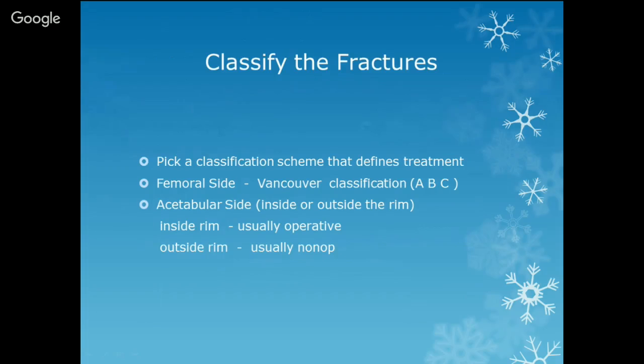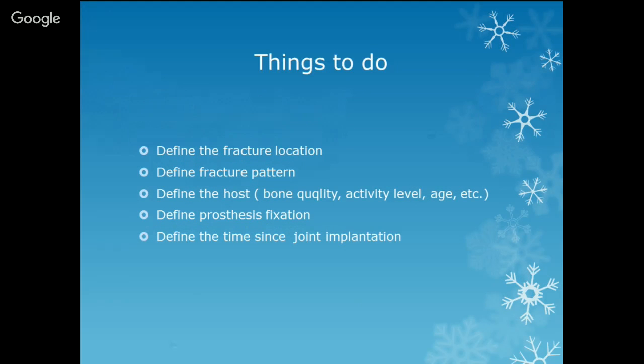And if the fracture goes outside the acetabulum, then we find out whether the cup is stable or not. If the cup is stable, there is no need for revision. So things to do: define the fracture location, define the fracture pattern, define the host, that is the bone quality, activity level, age, etc., define the prosthetic fixation, and define the time since the joint implantation.